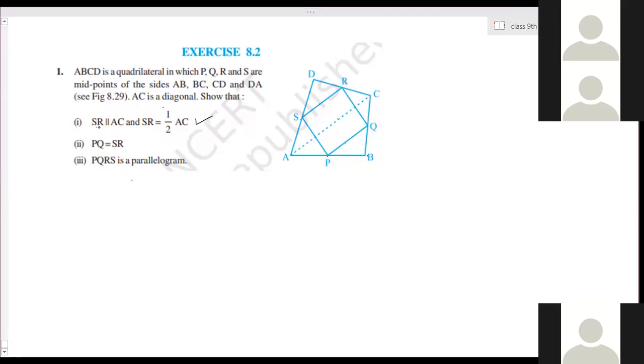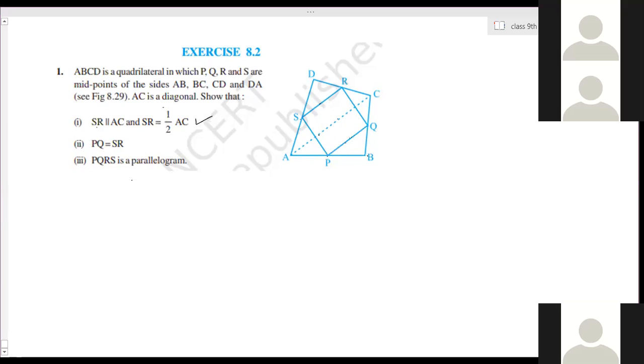Now you have just proved SR is parallel to AC and now PQ is also parallel to AC. That means SR and PQ are parallel to each other because both of them are parallel to the same line. And PQ is half of AC, and you have just proved SR is also half of AC. That means SR and PQ are equal to each other. Now in PQRS, PQ is parallel to SR and PQ is equal to SR. So one pair of opposite sides is parallel and equal. So therefore PQRS is a parallelogram. Clear?